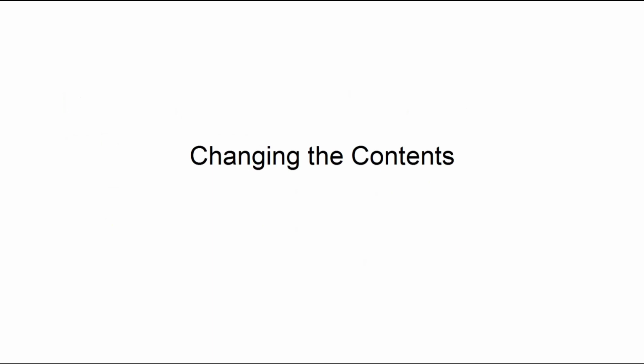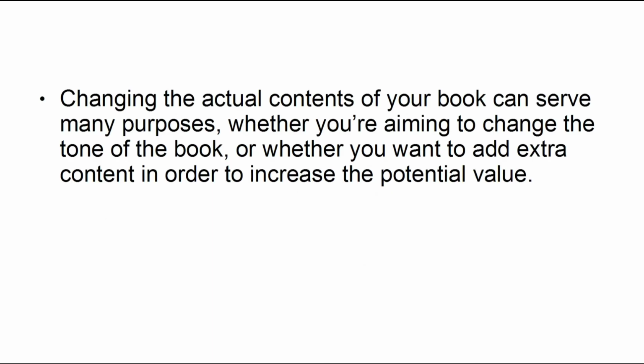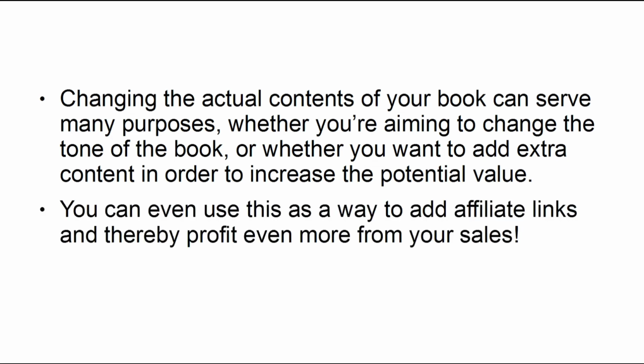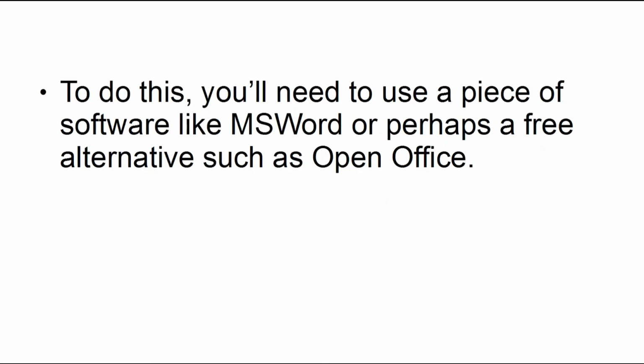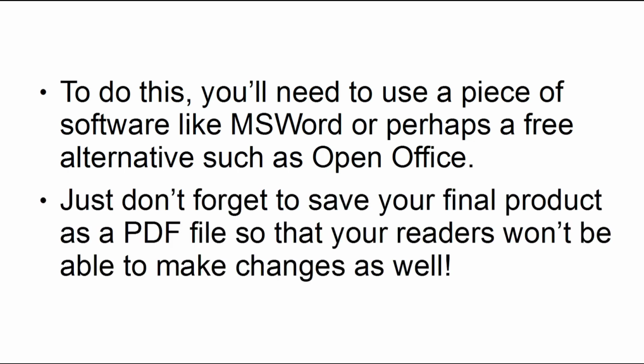Changing the contents. Changing the actual contents of your book can serve many purposes, whether you're aiming to change the tone of the book or whether you want to add extra content in order to increase the potential value. You can even use this as a way to add affiliate links and thereby profit even more from your sales. To do this, you'll need to use a piece of software like MS Word, or perhaps a free alternative such as OpenOffice. Just don't forget to save your final product as a PDF file so that your readers won't be able to make changes as well.